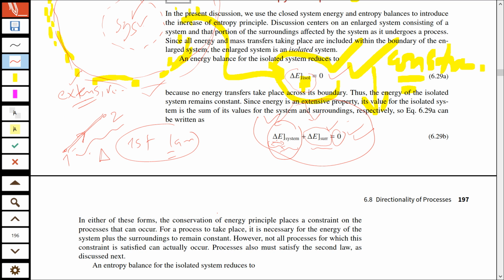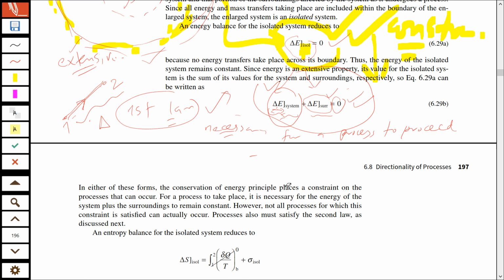But this is not enough. There are many processes which are allowed by this first law, but they still do not occur. Which means that the first law is a necessary condition for a process to proceed, but it's only a necessary condition. It's not a sufficient condition. Just because a process does not violate the first law of thermodynamics doesn't mean that it will proceed. And that's why you need the second law of thermodynamics.